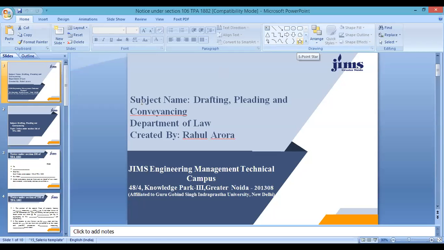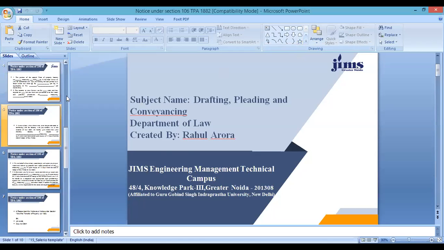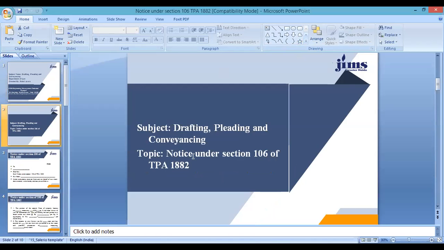Today we are going to discuss drafting of notice under Section 106 of Transfer of Property Act 1882, under the subject captioned as drafting, pleading and convincing. My dear students, as you all are aware, this particular topic is provided under unit number 4 of the Guru Gobind Singh Indraprastha University syllabus.